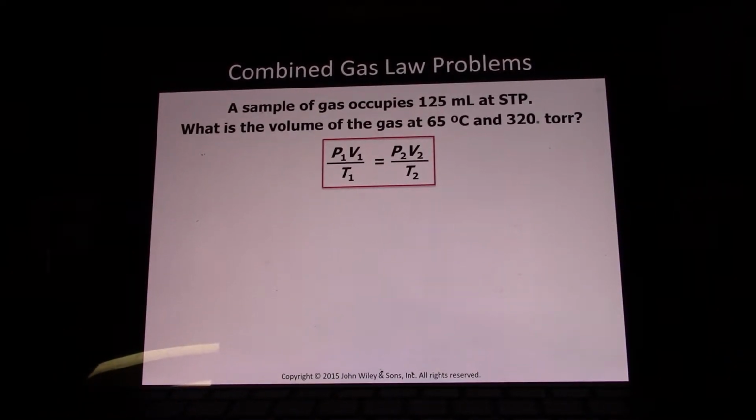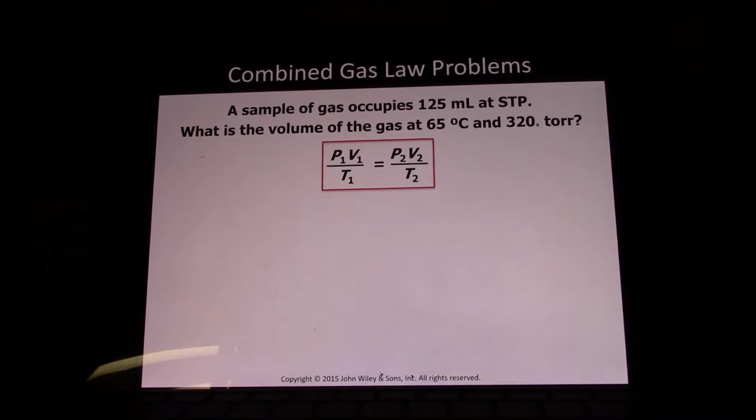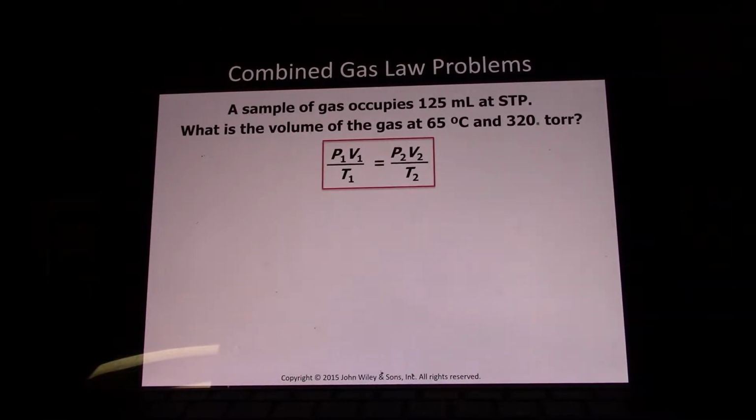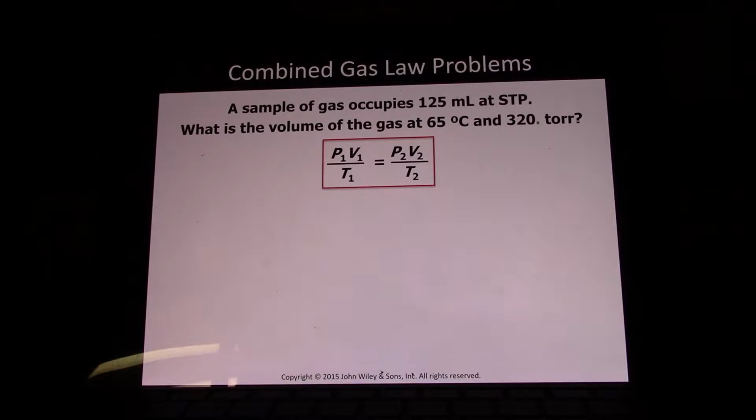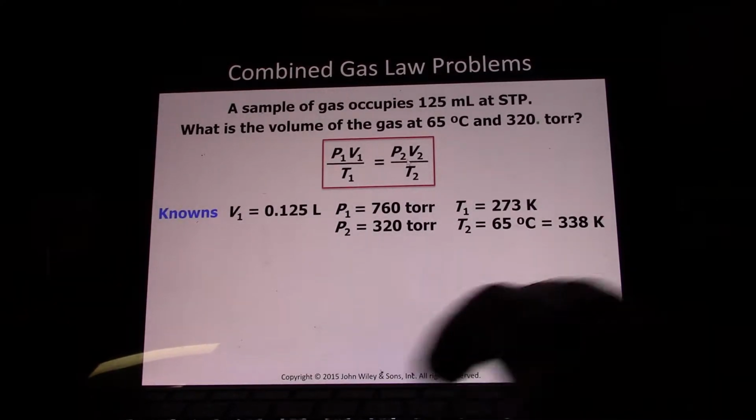So the combined gas law, we have three variables we can work with simultaneously: pressure, volume, and temperature. A sample of gas occupies 125 milliliters at STP. That's giving you two pieces of information. It's letting you know it's at 0 degrees Celsius and 1 atmosphere. So what will the volume of the gas be at 65 degrees Celsius and 320 torr? We're solving for V2.